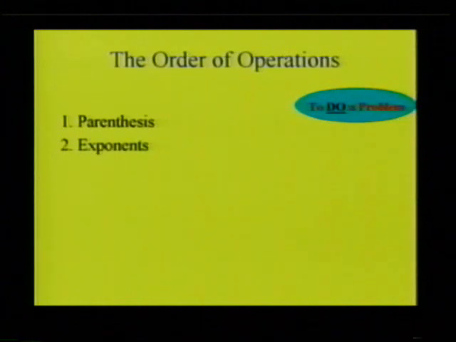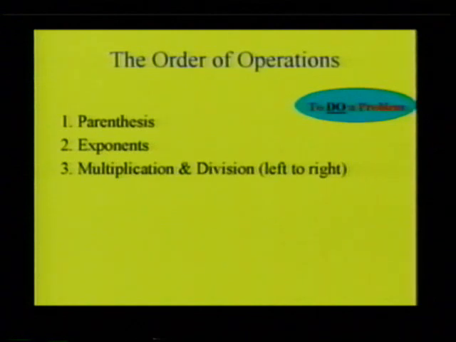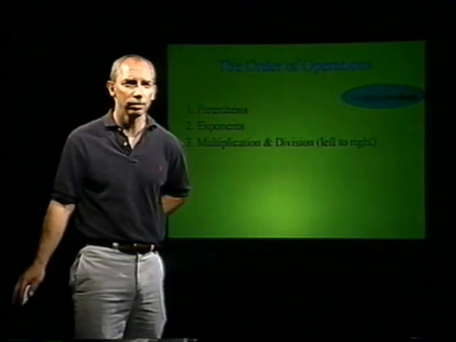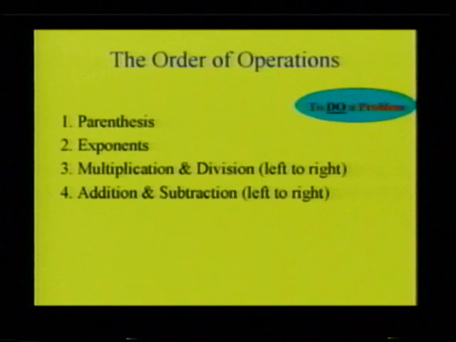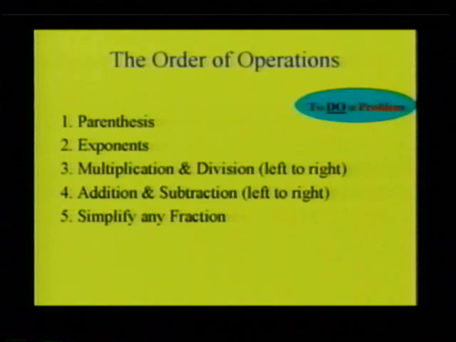You're going to do any exponents that are involved, followed by any multiplication and division. If there's more than one multiplication and division, that's the only time you're going to work from left to right. Then you're going to do your addition and subtractions, which people usually want to do first because they're the easiest, but you're going to hold on to that and work your way from left to right if there's more than one. And then the last thing you're going to do is simplify any fraction. That's when we're doing a problem.